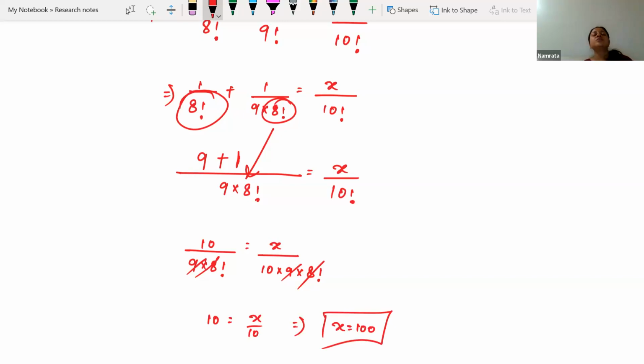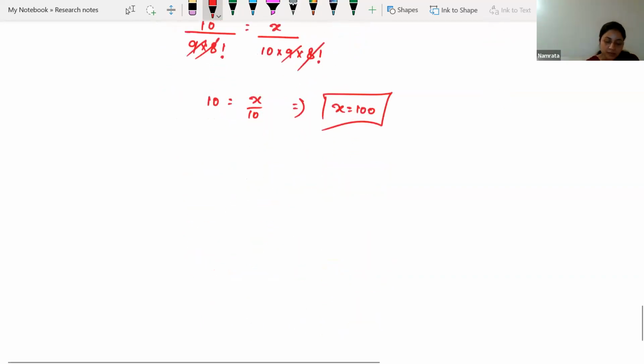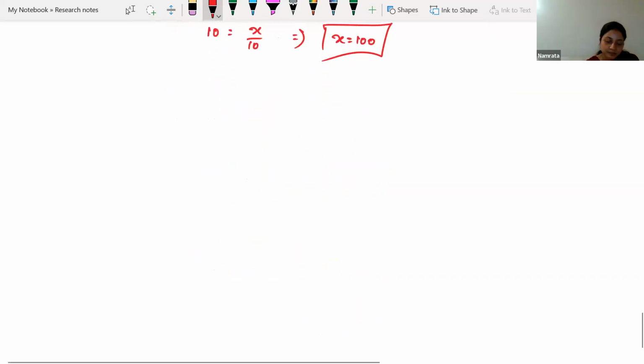So once you have learned the meaning of the factorial, always try to break it. Whenever we have it, we can write it as 10 into 9 into 8 factorial. We can also write it as 10 into 9 into 8 into 7 factorial. Okay, so if you learn how to break it, then you are sorted. You will be able to solve any problem from here. Let me take one more problem, just like this one. Okay.